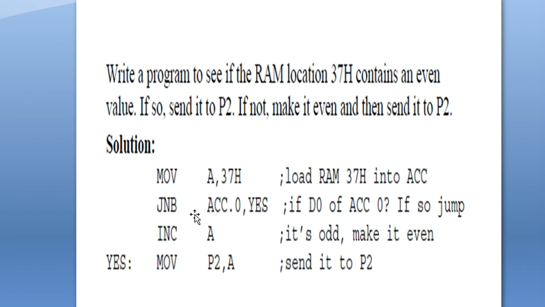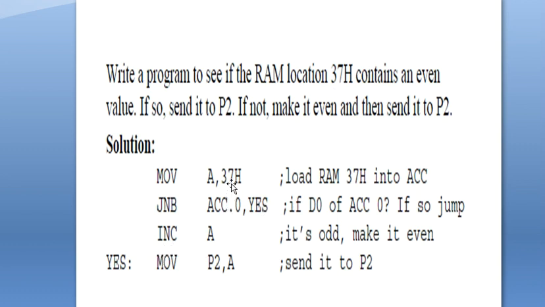So if the bit is 0, JNB means jump if the bit is not set. If this is an even number, then it will jump to S, where the accumulator content is directly loaded to P2, as given in the description. If it is not, then it will increment the accumulator.